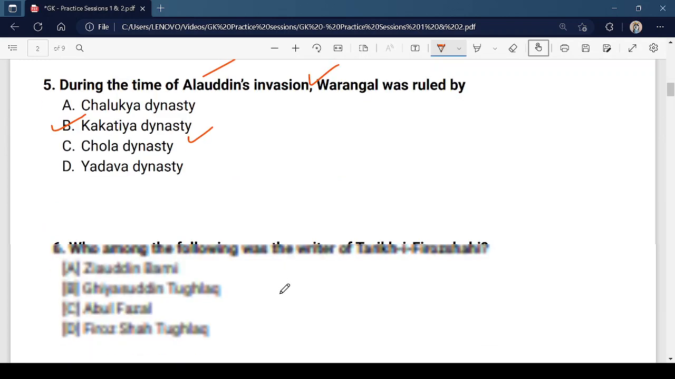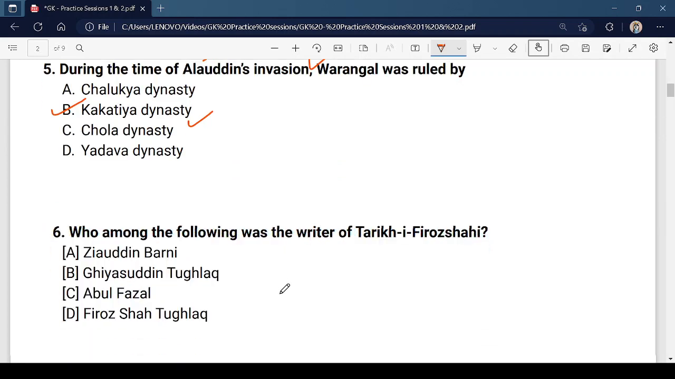Next, who among the following was the writer of Tarikh-i-Firoz Shahi? Who wrote the book Tarikh-i-Firoz Shahi? Ziauddin Barani, Ghiyasuddin Tughlaq, Abul Fazl, or Firoz Shah Tughlaq. The right answer is Ziauddin Barani. Barani or Barani, both are the same.